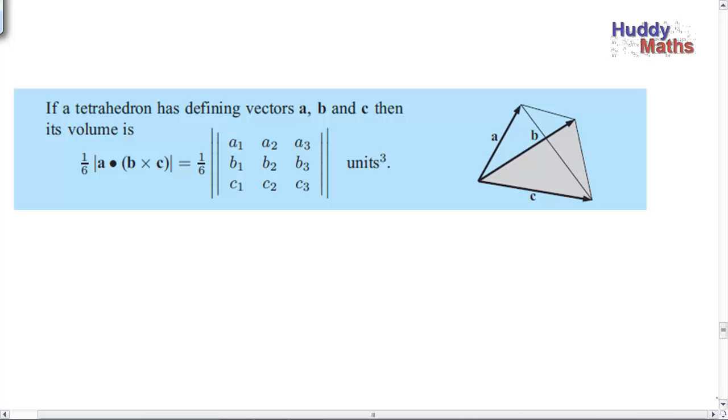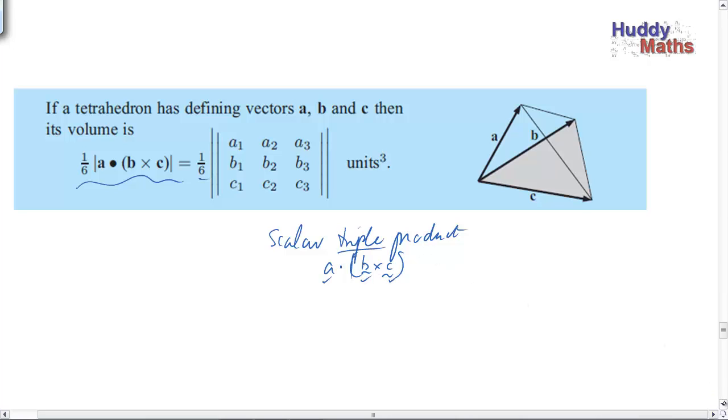If a tetrahedron is defined by vectors, then the volume is that, and what we're going to do is therefore find a sixth of the scalar triple product here. This is called a scalar triple product because it's a scalar, because it's a dot, and it's a triple product because you've actually got it dotted with a vector product in there. So it's a triple product because you've got three vectors involved.